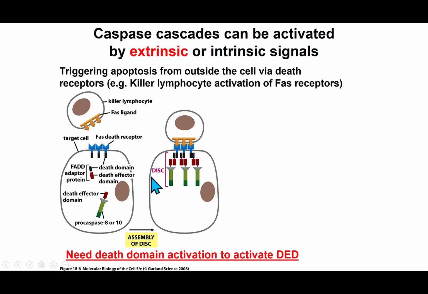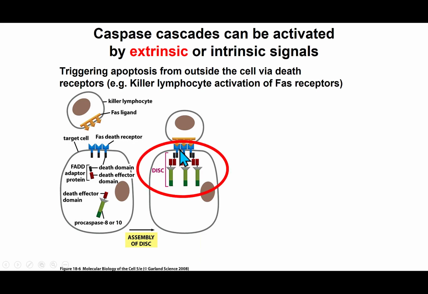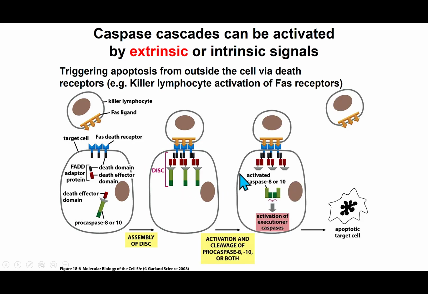What we include in the DISC can actually vary. Notice here they've included your procaspase 8 or 10. They include the FADD protein. A lot of people will also include the FAS receptor. That's fine. Now what that does is that puts essentially the procaspase 8 or 10 in the right orientation to cross-activate one another. What's going to happen is that they will actually cleave one another, and if they cleave one another, what that gives you is an activated caspase 8 or 10.